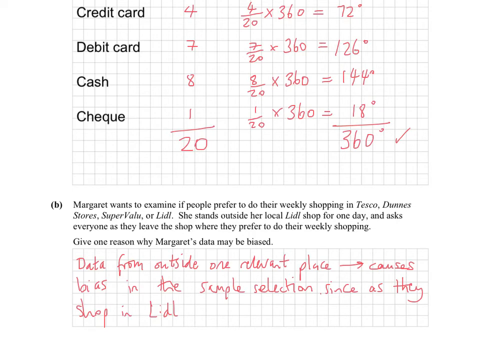I've stated data from outside one relevant place. So it causes a bias in the sample selection since they shop in Lidl, and so are minded to shop in Lidl as opposed to other places. That's why they'll be biased.